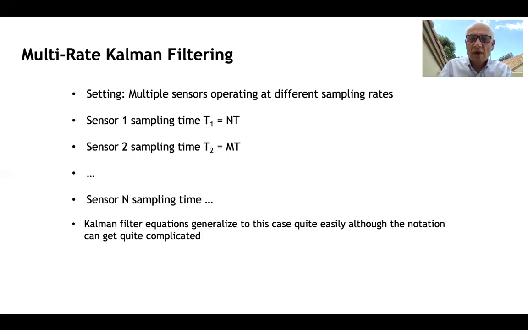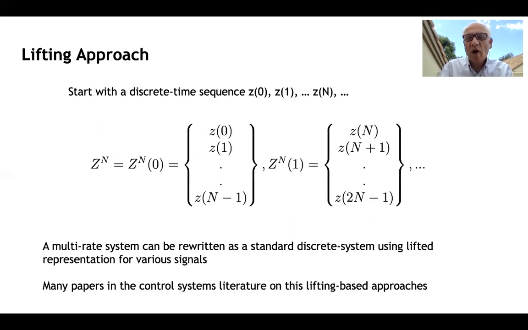And you can imagine n different such sensors, each operating at a different sampling rate. What do you do? In principle, the Kalman filter equations generalize quite easily to this case, but the notation can get quite hairy. One generic approach to multi-rate filtering is what is called lifting. Suppose you have a discrete time sequence Z0, Z1, Z2, etc. You pick an n and you stack these vectors. So n such samples, Z0 up to Zn minus 1, become a super vector Zn at time 0, and then Zn at time 1 becomes the next n samples, and so on.